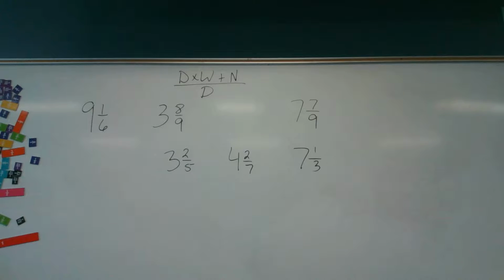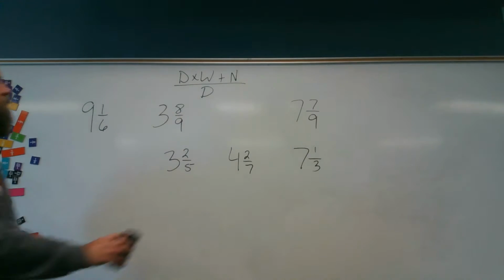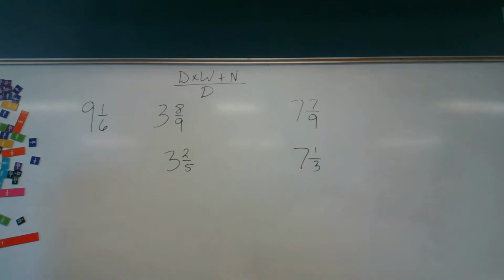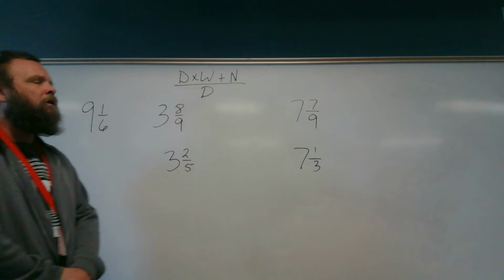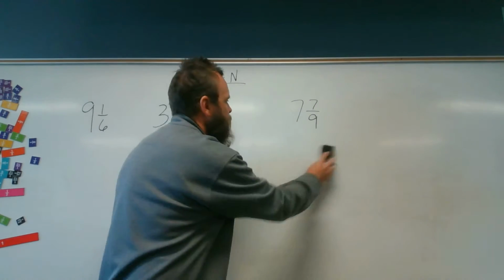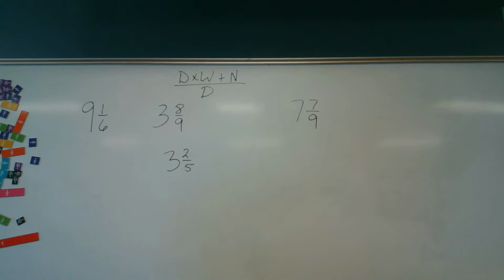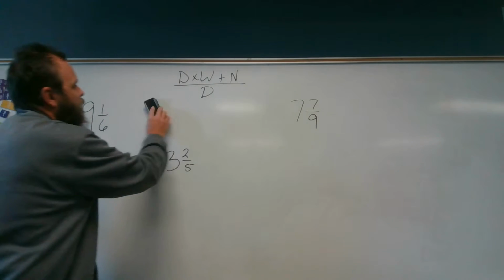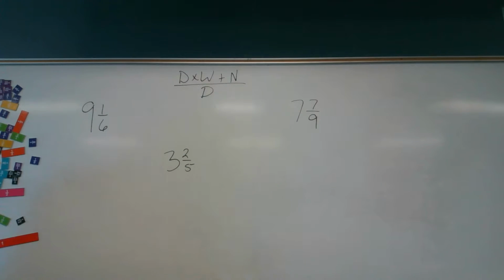Jake, tell me one you'd like to not go over. 4 and 2/7. Oh, we need to erase 2 more. Kira, tell me one you'd like to not go over. 7 and 1/3. And last but not least, Liam, tell me one you'd like to not go over. 3 and 8/9. All right, so we're going to go over the 3 problems that are remaining up there.